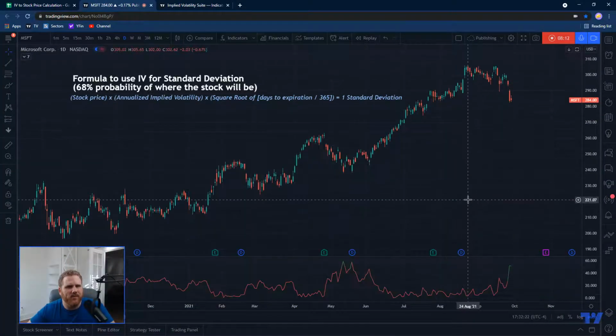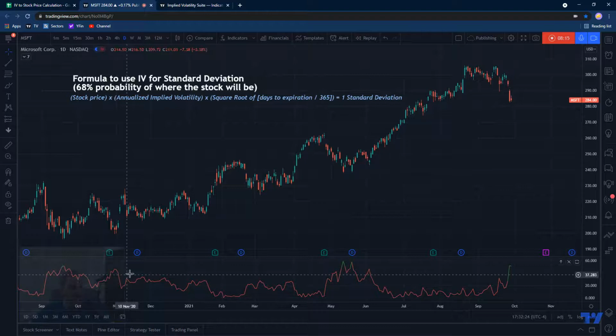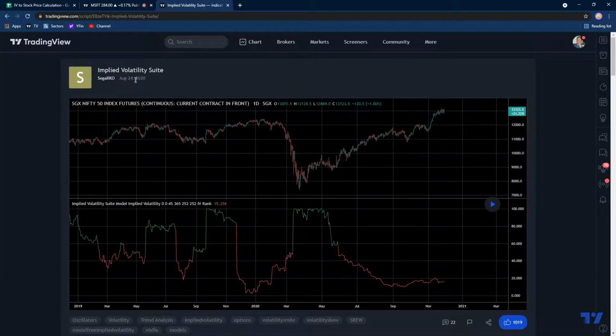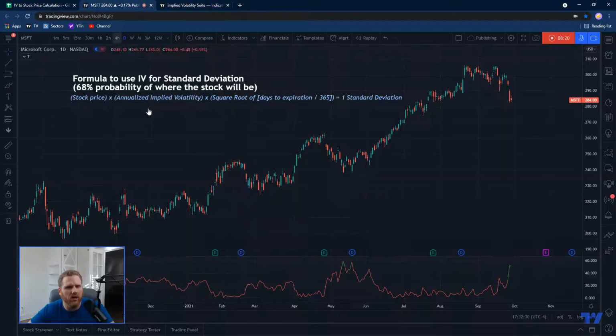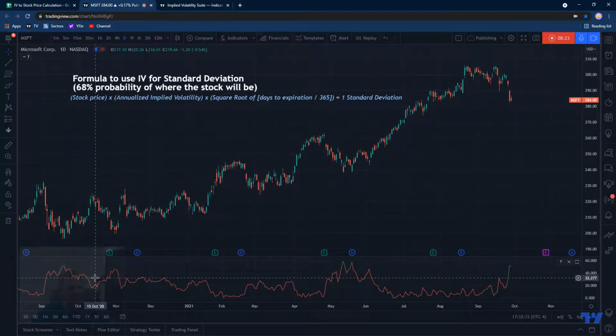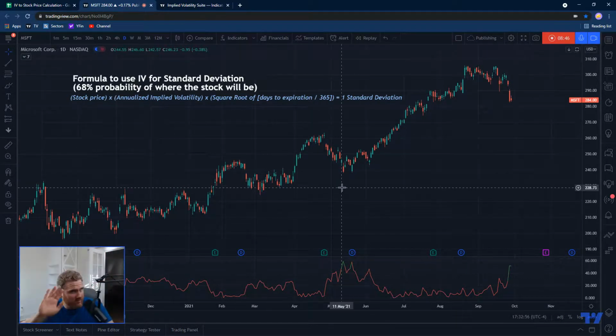There is an estimation on TradingView. This is the Implied Volatility Suite written by the user Sega RKO. It is somewhat imperfect in that it's estimating implied volatility of underlying stocks based on their historical volatility. It can be used for this purpose. I like that they've integrated IV rank and IV percentile in here, but again, it's not really showing you true implied volatility. You're going to need to use a platform for that. Hopefully, eventually, TradingView can add this feature. Maybe a paid service to pay for the data, but it'll be worth it if you're serious about your trading.